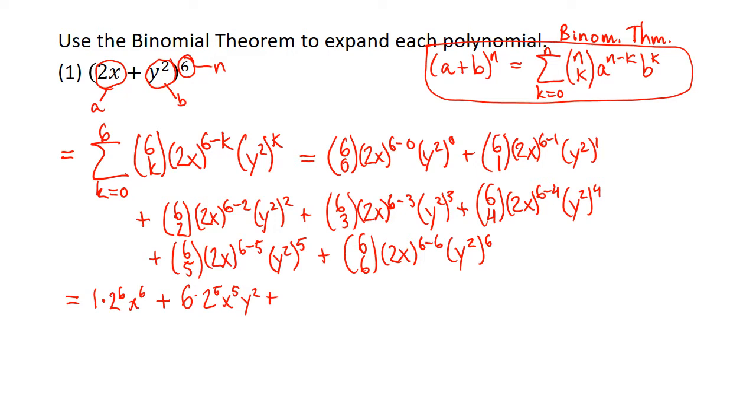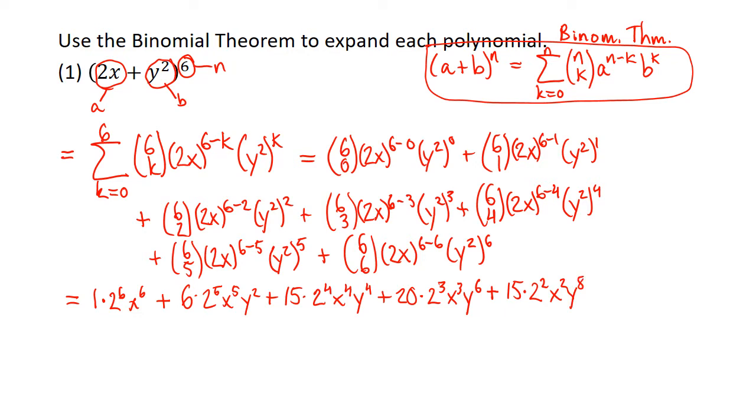And then 6 choose 2 is 15. I'm actually just looking at Pascal's triangle to do that. And then this is 2 to the 4th, x to the 4th, and then y to the 4th as well. So 2 times 2, 4. And then we have 6 choose 3, which is 20, and then 2 to the 3, x to the 3, and then y is going to be to the 6th. And then we have 6 choose 4, which is going to be 15 again, and then 2 to the 2, x to the 2, and then y is going to be to the 8th.